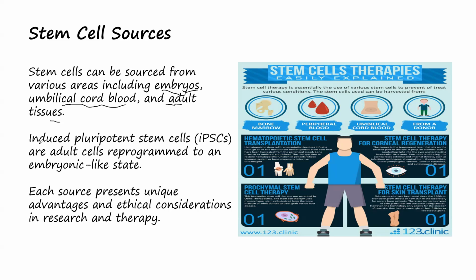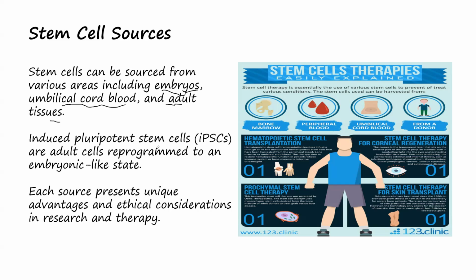So induced pluripotent stem cells are also another type of stem cell. So don't forget, we said that we have totipotent stem cells, pluripotent stem cells, and then you can say we have zygotic stem cells, we have embryonic stem cells, we have induced pluripotent stem cells, we have adult stem cells, and we have neural stem cells. So all these are different types of stem cells.